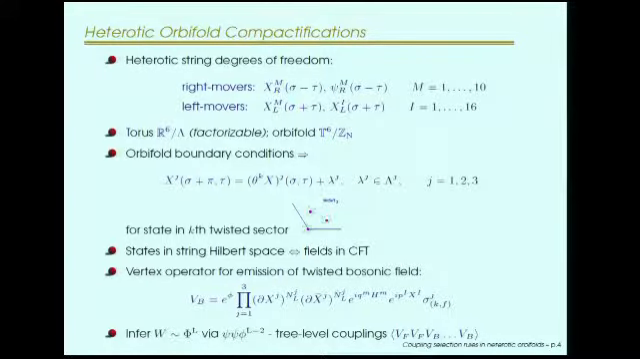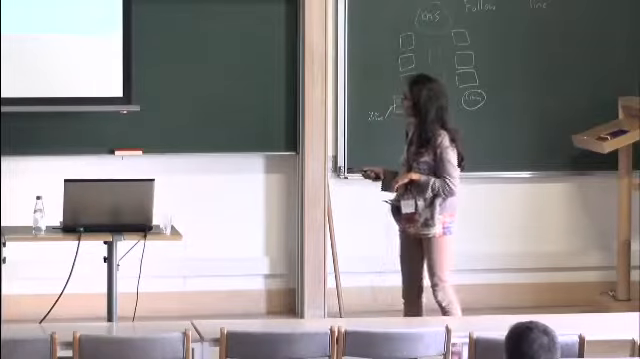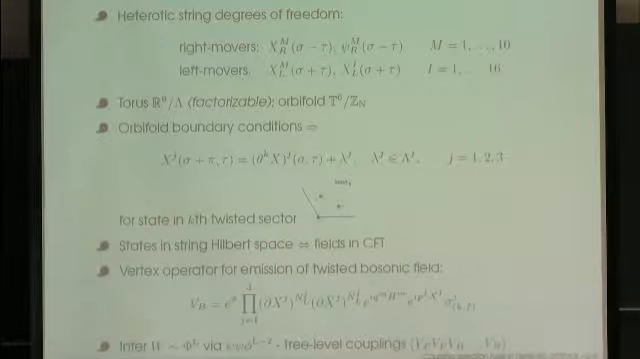The states in the string Hilbert space correspond to fields in the CFT, and we will require the vertex operators in the CFT, which describe the emission of twisted fields. Here I give you an example, a vertex operator describing the emission of a twisted bosonic field, and it's composed of a number of different parts. We have 5 free bosonic fields which correspond to the right-moving fermions after bosonization, and these carry a momentum which we call H momentum. The gauge degrees of freedom carry, of course, the gauge quantum numbers, which we will call gauge momentum.